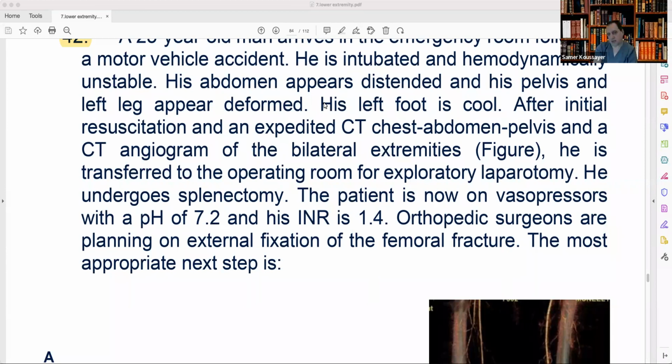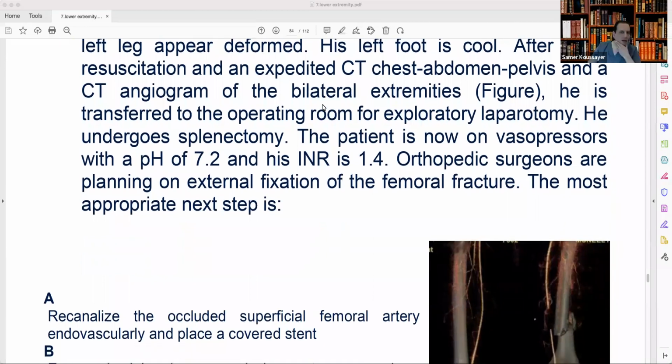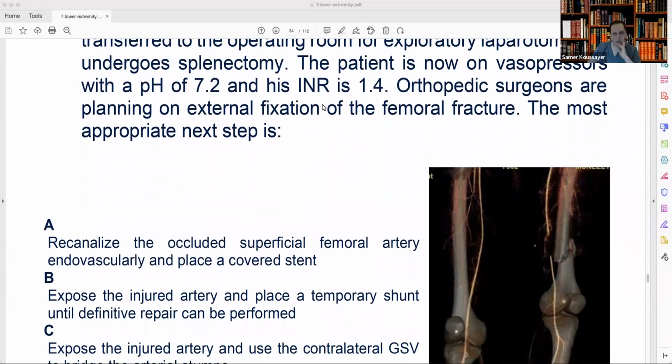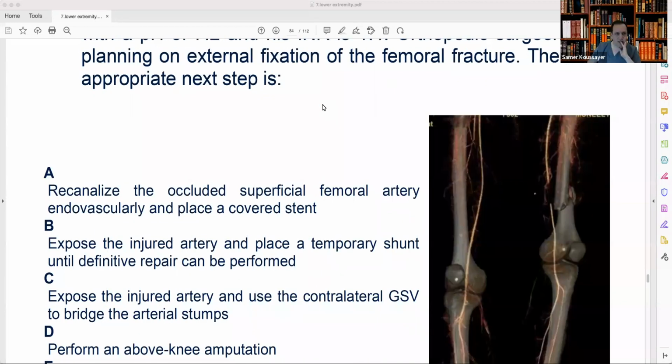So I think yes, the best way is to put a shunt, get him stabilized, bring him back later and do the definitive treatment. I think it's the best option. I agree with that. Anything else? Most probably I will do a fasciotomy for this guy at the same time because it's been a long time. So let's see what the options are.